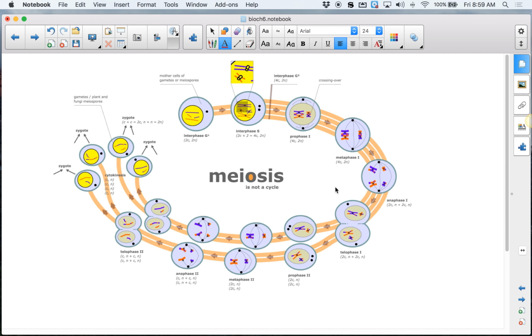Yes. In mitosis, remember the daughter cells are clones of the original, so they're going to have 46 too.